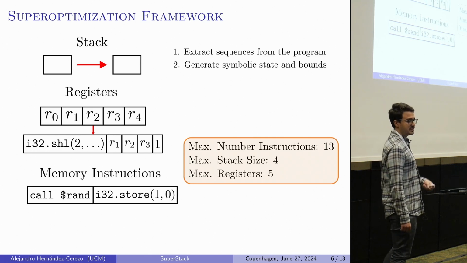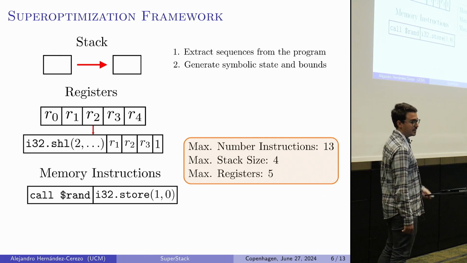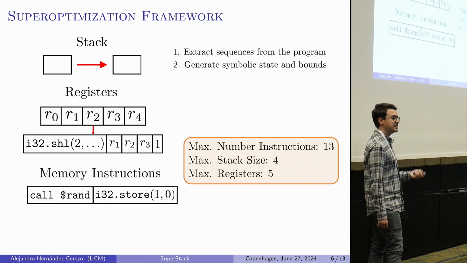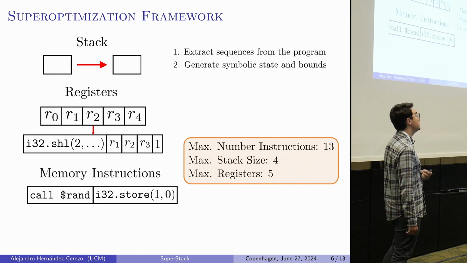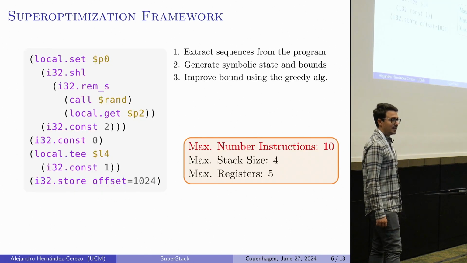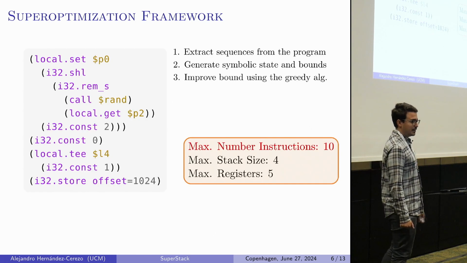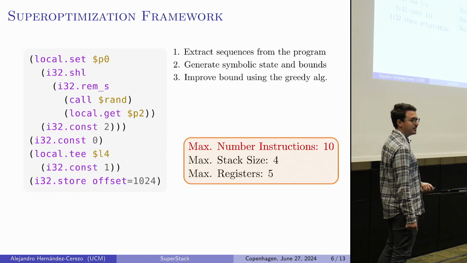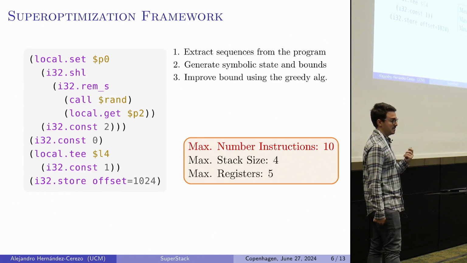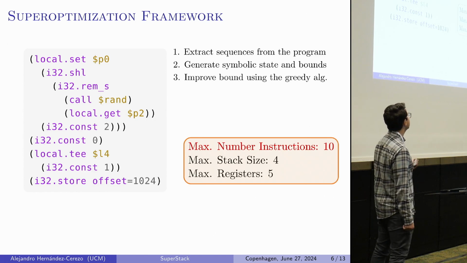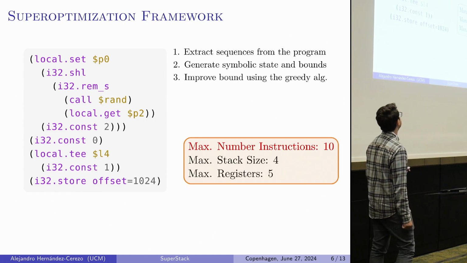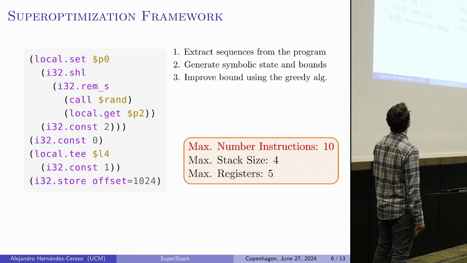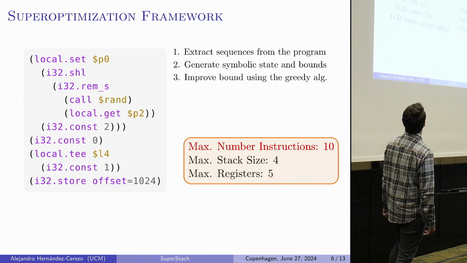We also compute some bounds using the symbolic state on the number of instructions, on the stack size we want to allow in the search of optimal solutions, and also on the number of registers we want to allow. The third step, which is a novel component, is to use the greedy algorithm to produce a better bound. So in this case, we have reduced it from 13 instructions to 10 instructions. But also this greedy algorithm produces this code over here, which has 10 instructions and is better than the original one.